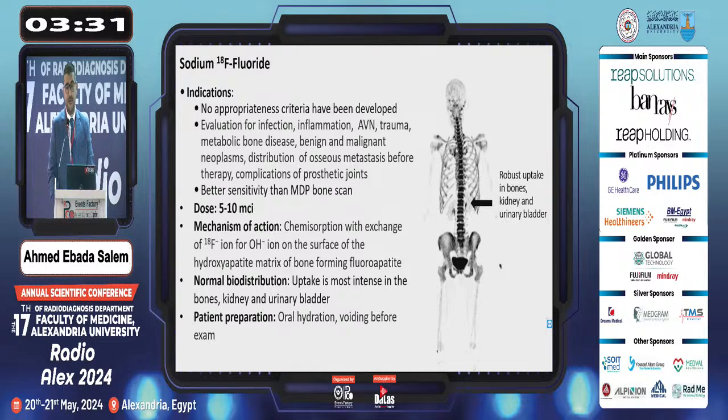The last PET tracer that I'm going to talk about is sodium fluoride. There's no criteria to know exactly when to use it, but it can be used to image infection, inflammation, AVN, trauma, and metastatic disease. The only downside is the very high dose: the photon energy is 511 keV compared to about 140 keV for MDP bone scans. So as you can expect, it has a lot more radiation exposure to the patient compared to bone scans. Nowadays it has been almost replaced by bone scan, and we can use it if there's a problem-solving question.